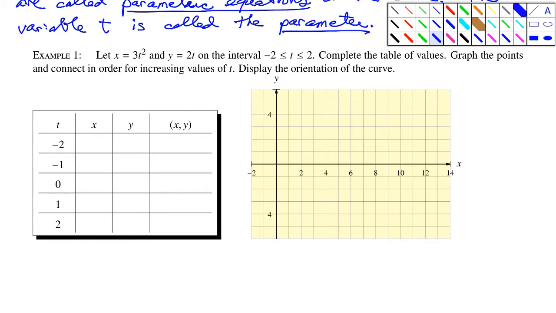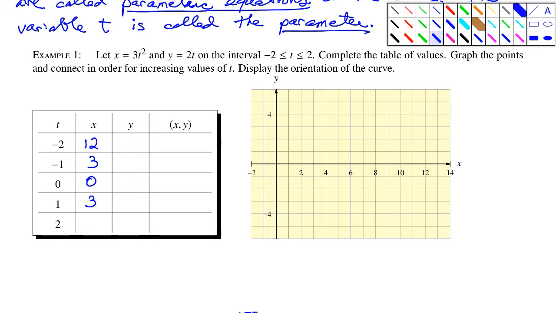So first, let t equal -2. X is equal to 3t squared. So -2 squared is 4. 4 times 3 is 12. 3 times -1 squared is 3. 3 times 0 squared is 0. 3 times 1 squared is 3. 3 times 2 squared is 12. Now let's look at the y's. Y is equal to 2t, so 2 times -2 is -4. 2 times -1 is -2. 2 times 0 is 0. 2 times 1 is 2, and 2 times 2 is 4.